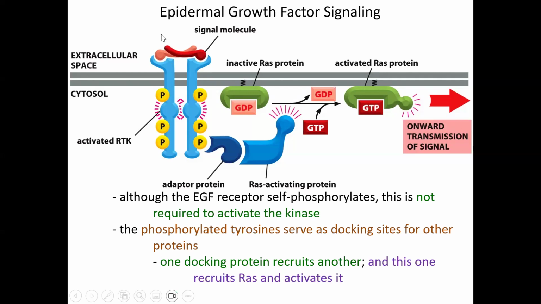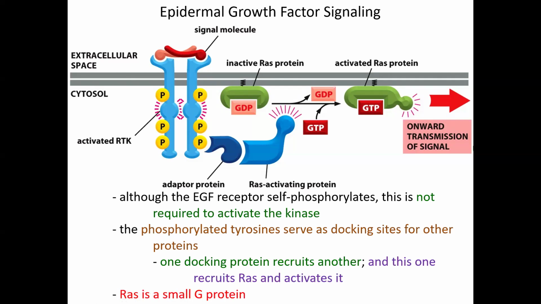So here's EGF, the dimer of EGF. The dimer of EGF is going to bridge the dimer of the receptor. Once the dimer of the receptor is together, it will autophosphorylate, but it's not the active kinase that's going to bring the signal into the cell. All we needed was these tyrosines being autophosphorylated. One of these phosphorylated tyrosines is going to recruit an adapter protein, and then that adapter protein is going to recruit RAS activating protein, the protein that activates RAS.